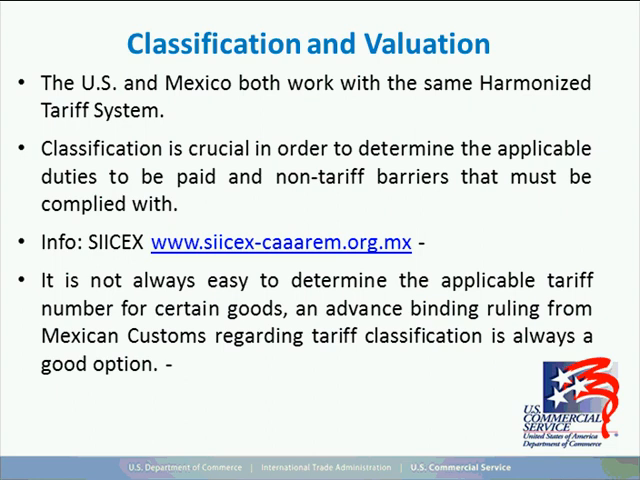Okay, it's www.siicex-caaarem.org.mx. That is: S, I as in ice, I as in ice, C, E as in elephant, X as in xylophone, dash, C as in cat, then A, another A, R, E as in elephant, M as in Mary, dot O, R, G, dot M as in Mary, and X as in xylophone. Thank you very much.